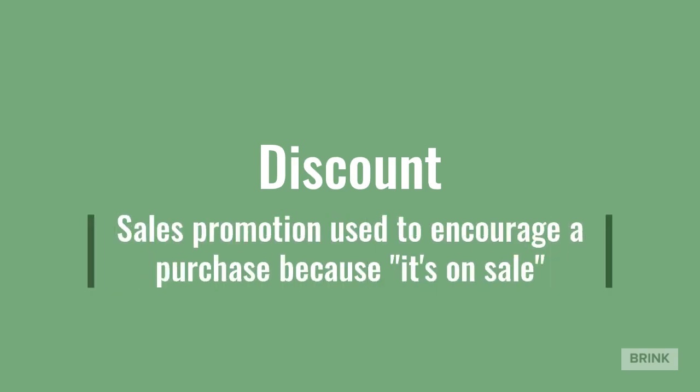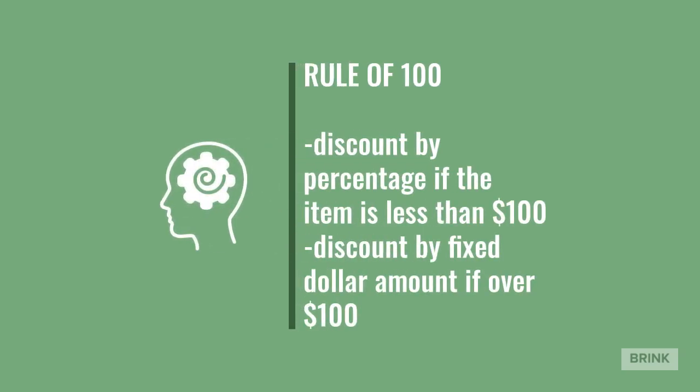As previously discussed in our promotion unit, discount pricing is a sales promotion used to encourage a purchase simply because it's on sale. When using a discount pricing strategy, stick to the rule of 100. If the item is less than $100, use a discount percentage like 25% off. But if the item is over $100, use the discount by a fixed dollar amount, like $20 off your purchase of $100 or more.